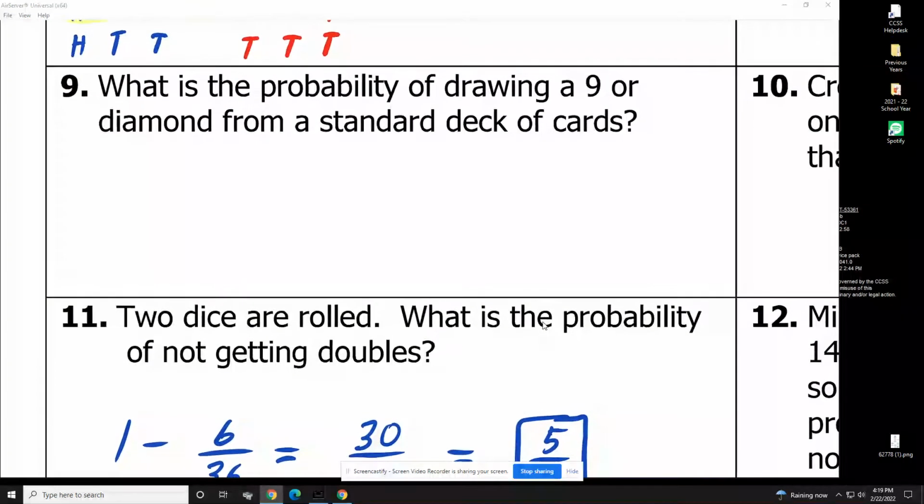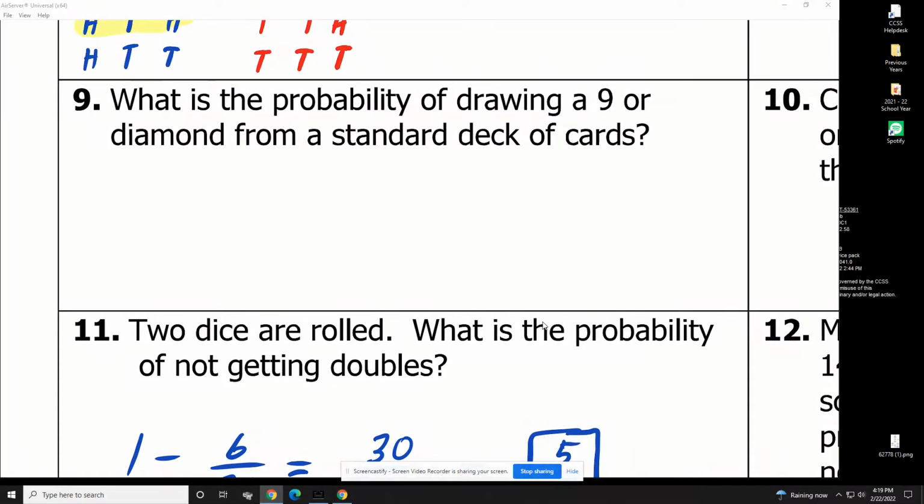Here's number 9. I'd like to do it too. This one's not as hard as that one. This actually includes something that we're going to talk about soon. It's called conditional probability. But if you look at the way this one is written, it says, what's the probability of drawing a 9 or a diamond from a standard deck of cards? So remember, you have 52 cards in a standard deck.